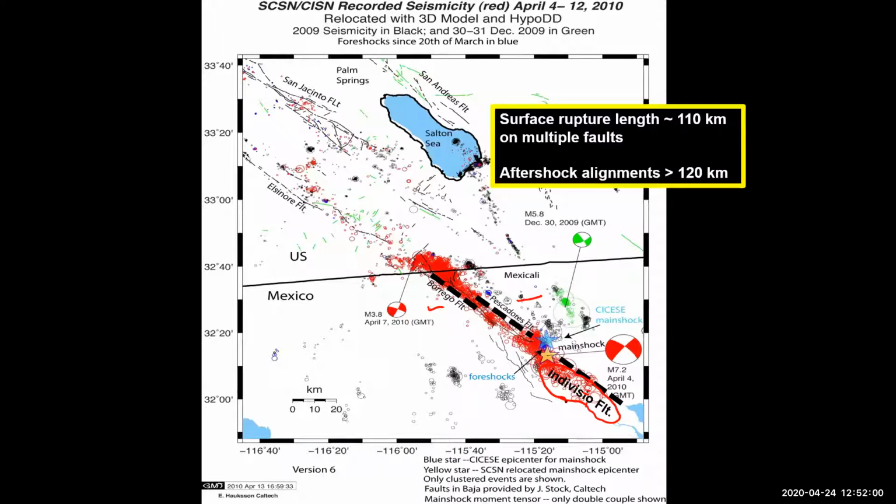The rupture area was over 100 kilometers long, and that was seen from cracks that were literally mapped on the ground surface following the earthquake. Another way to estimate the total length of the fault rupture, a kind of independent method, is to look at the length of the aftershock alignments. And what was interesting there is the length from the aftershock alignments was actually slightly greater than the rupture length based on measuring ruptured faults at the ground surface.